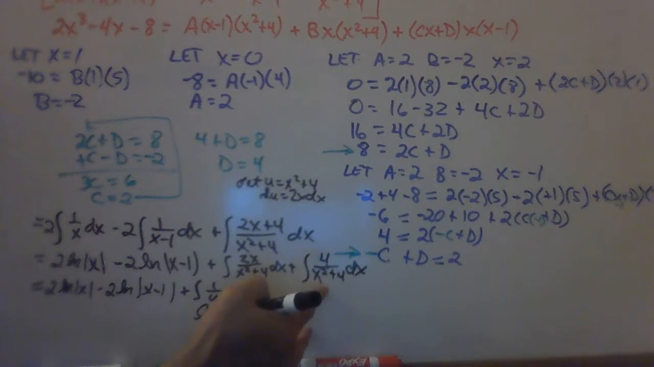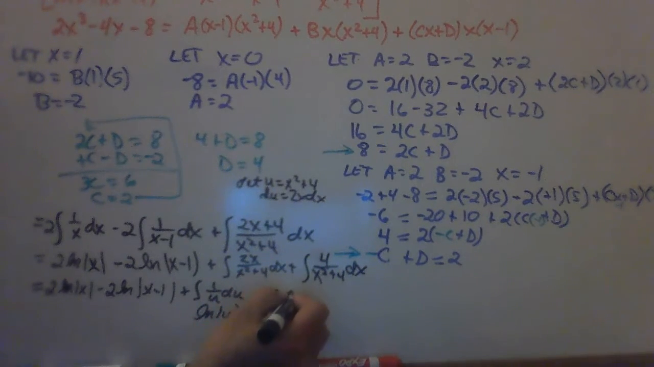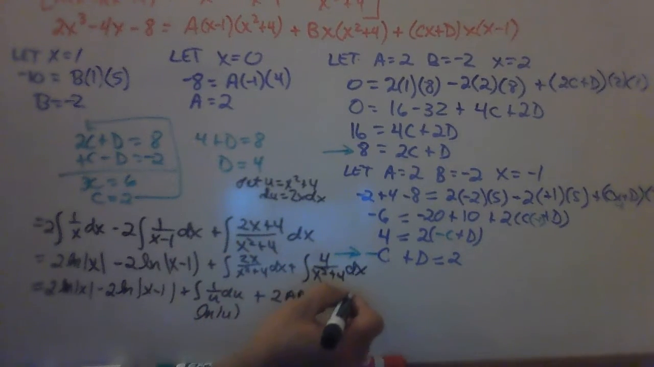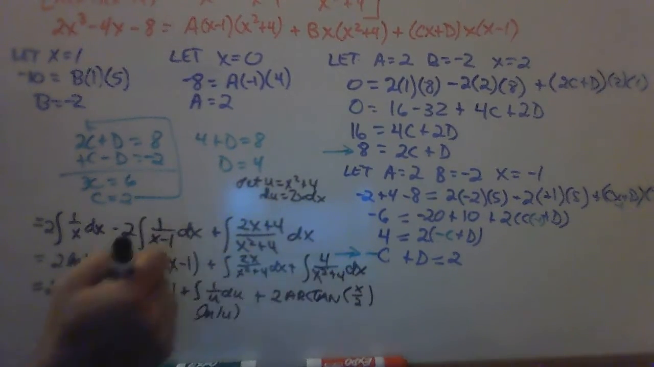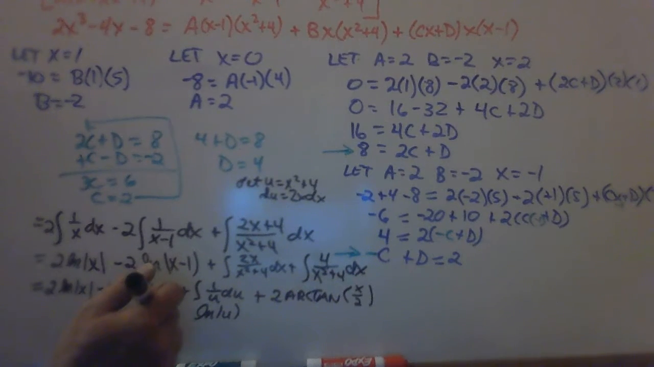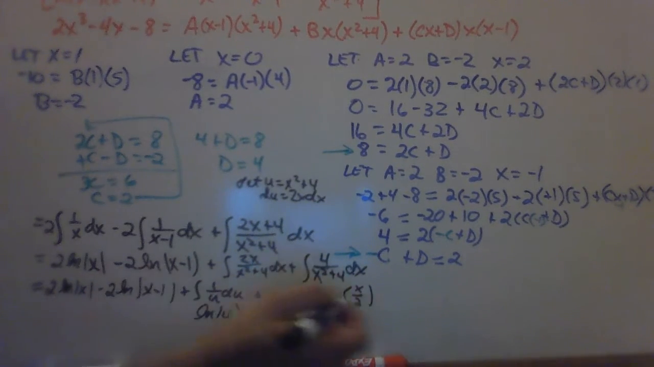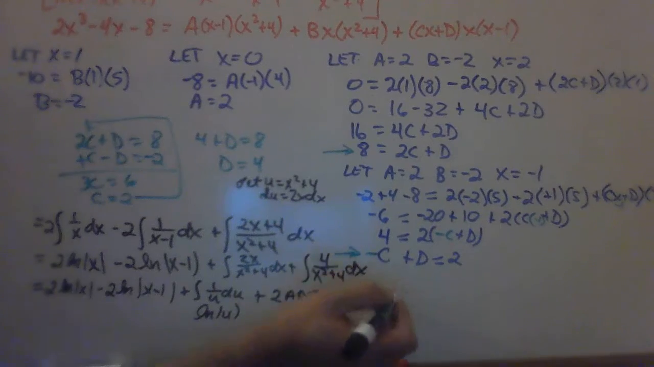Okay, this right here, this is an arctangent equation. So this ends up being plus 2 arctangent of x over 2. Okay, this is 2 squared over x squared plus 2 squared. So that's the formula for the arctangent. And then I'm going to go ahead and add c onto here.